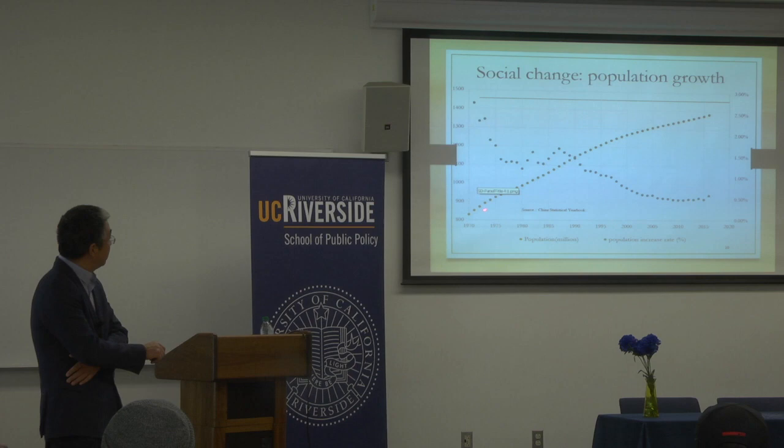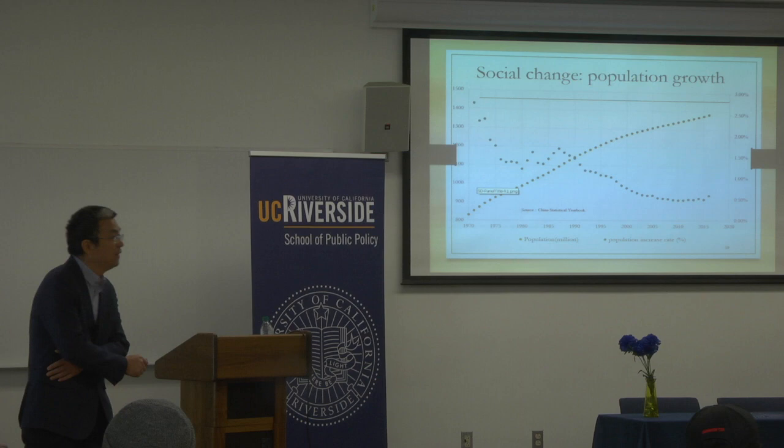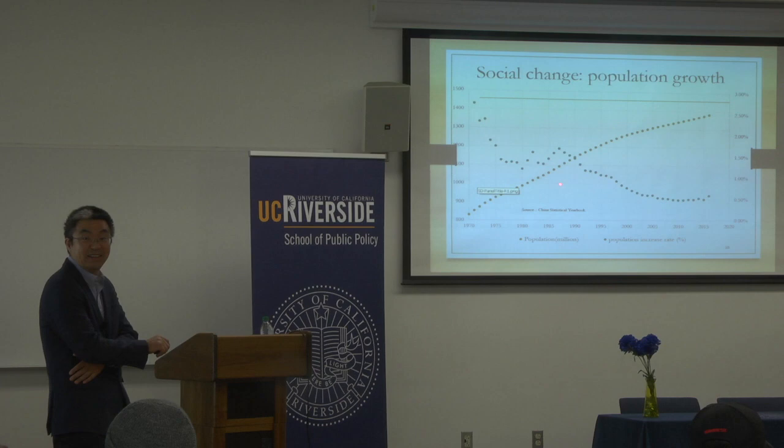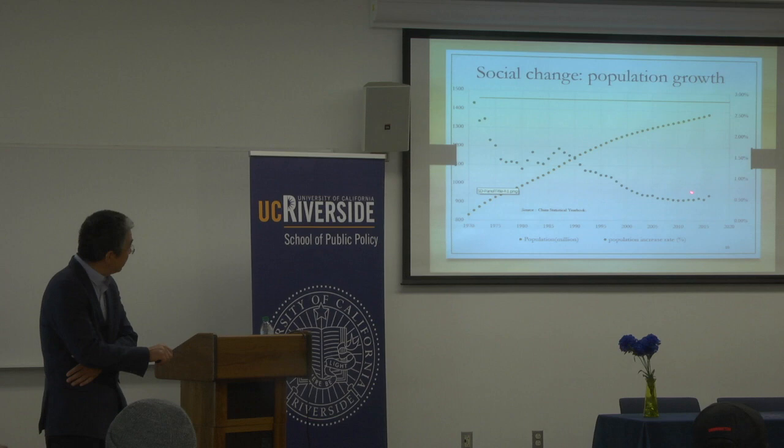All the time, you will see the total population increase. But the real impact is here. This is the birth rate. This is the beginning of the one-child policy. And this is the beginning of the two-child policy. And there is a slight increase, and then it is said this year it went down again.